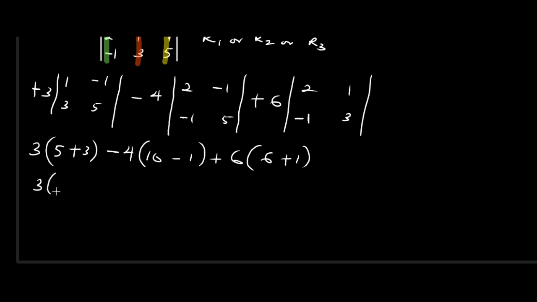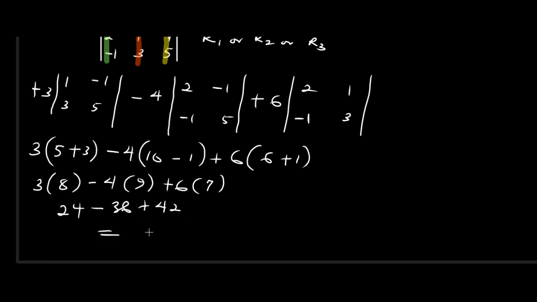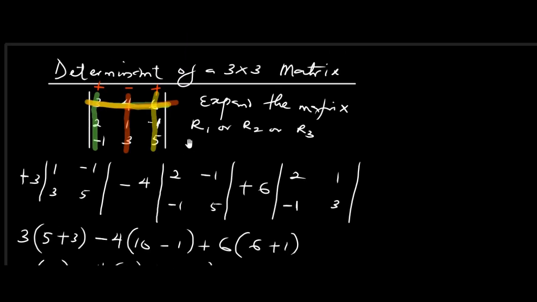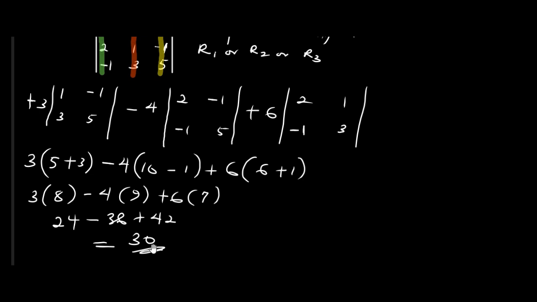So here we have 3 into 5 plus 3, 8. Minus 4 into 10 minus 1, 9. Plus 6 into 6 plus 1, 7. 8 times 3 is 24. 9 times 4 is 36. 6 times 7 is 42. So 24 minus 36 plus 42 will give us 30. So the determinant of this matrix is 30.